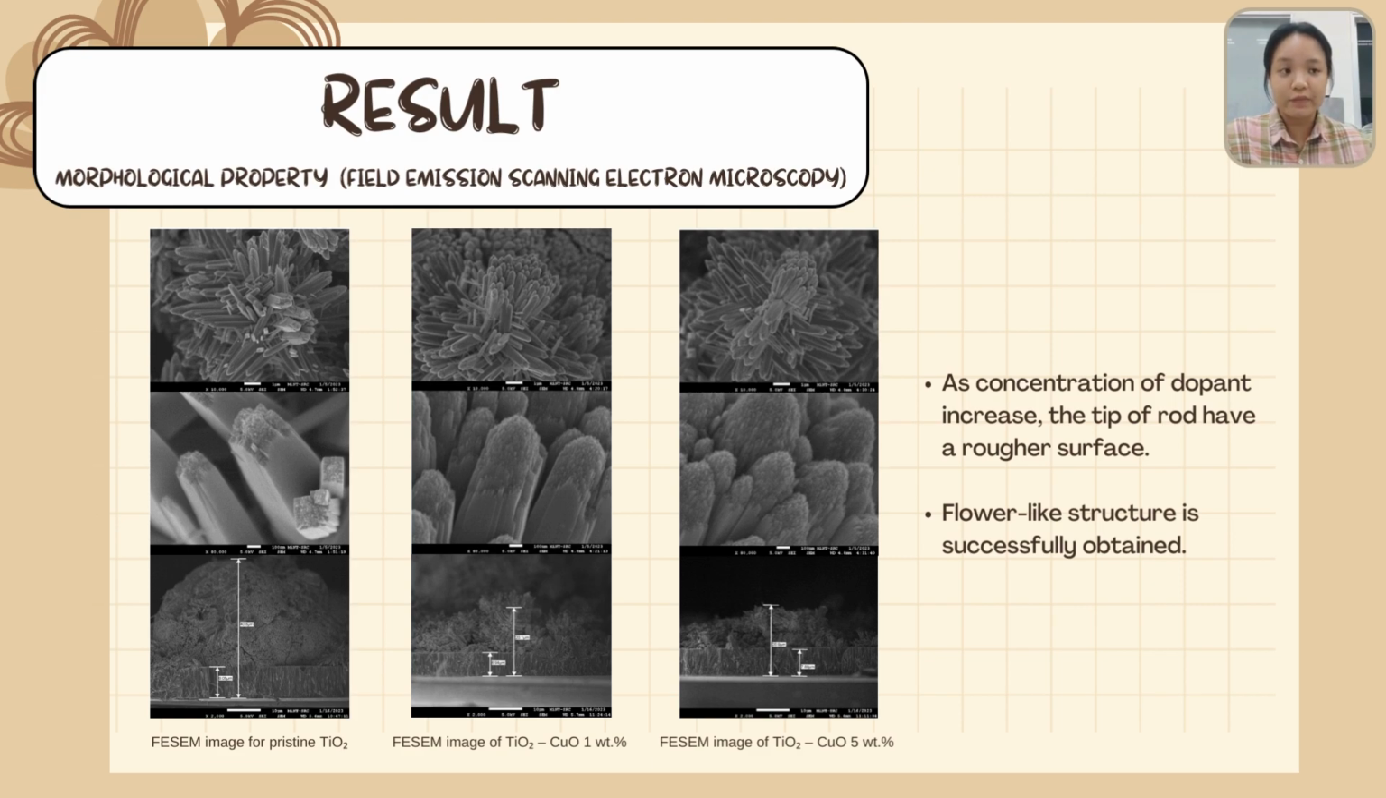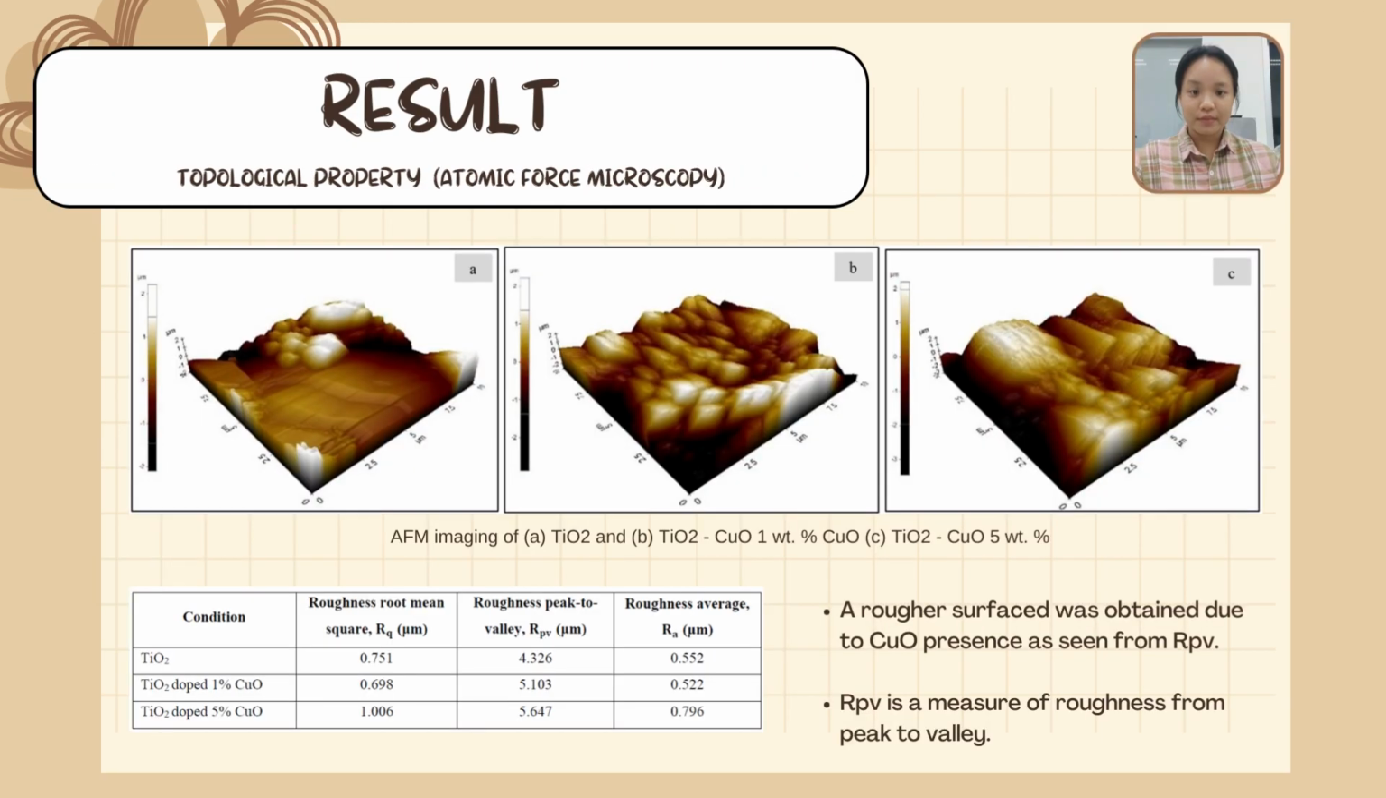As observed here, when the concentration of dopant increases, the tip of the rod starts to have a rougher surface, and we can see the flower-like structure has been successfully obtained as we desired for this experiment. The surface roughness is analyzed through the topological property, which is done using atomic force microscopy.